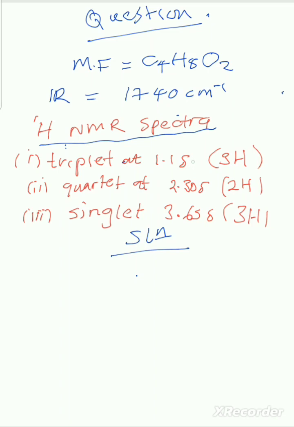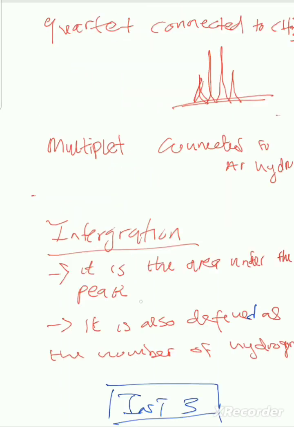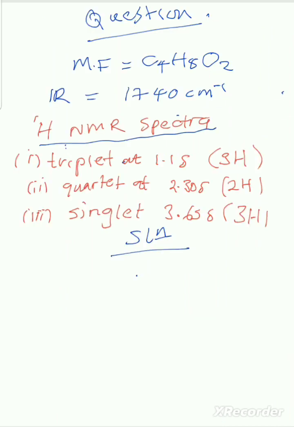You can be given something like 1.1 ppm or just 1.1 with this symbol. Just know that you're talking about the chemical shift. Then 3H is the integration. Remember, integration is the area under the peak, or the number of hydrogens. Now we want to write the molecular structure, so we just need to draw the structure of this compound.